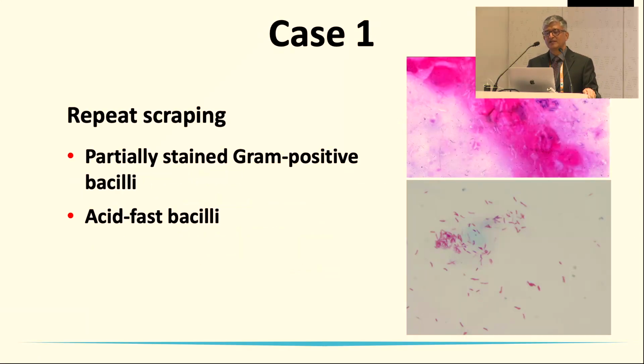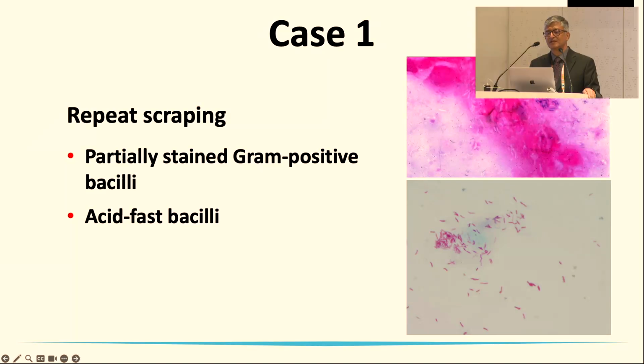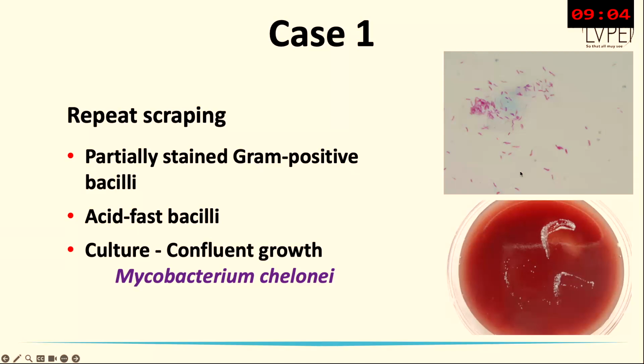We reviewed the corneal scraping and found multiple unstained bacilli. We counter-stained with Ziehl-Neelsen staining and found multiple acid-fast bacilli, and that was published in the journal Cornea at that point of time. Fortunately, we had a confluent growth on blood agar, which was identified as Mycobacterium shilloni.